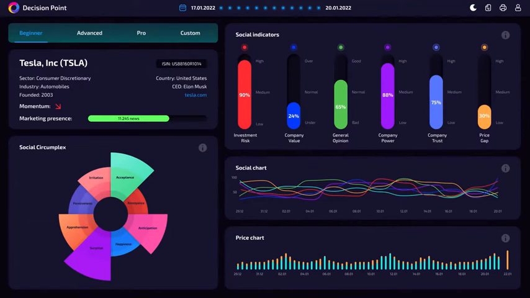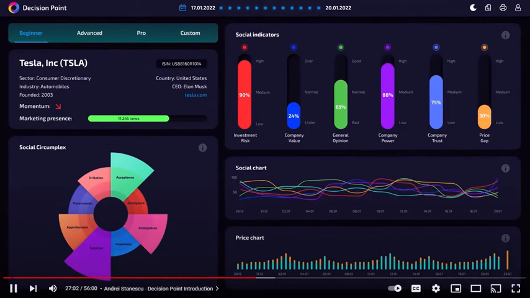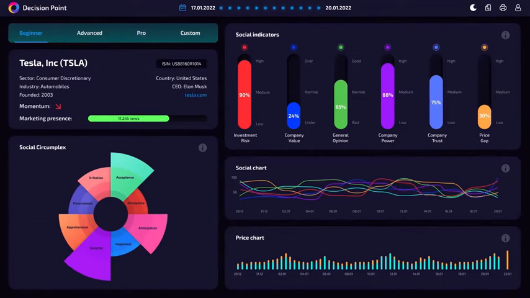Then towards the right, we have the company trust. For this company in specific, you can see that its percentage is about 75%. This indicator defines the level of trust from the market perspective about the company. So how trustworthy is the company? Have they achieved their goals? Have they done what they promised overall?